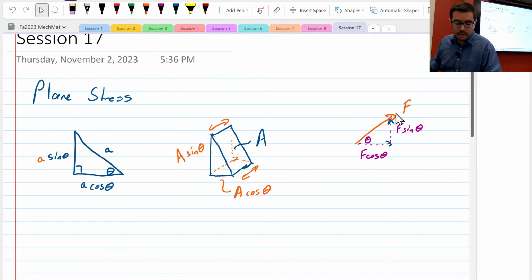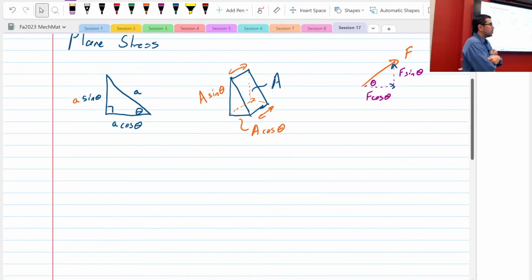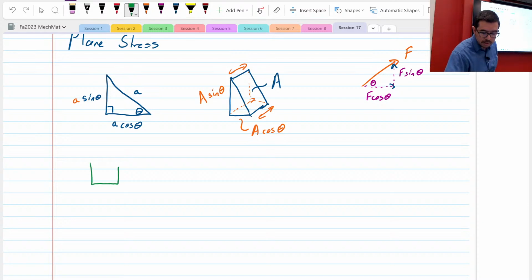So, now, what does this have to do with transformations of stress? Let us say that what we have is a nice little element of stress. And this element is undergoing some sigma x, where this means that this is the x direction and this is the y direction.